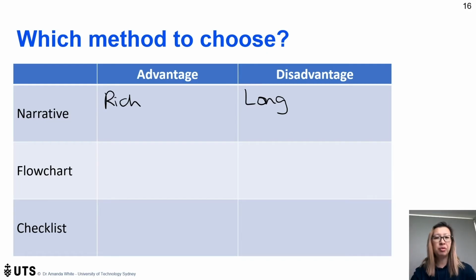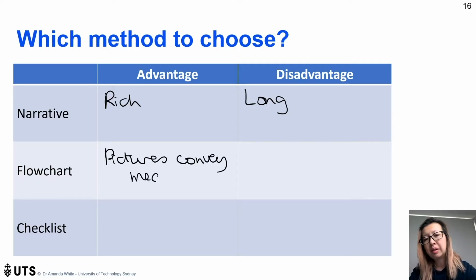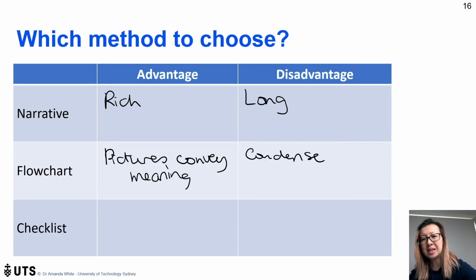Now, the advantage of the flowchart is that pictures convey meaning. It's easy to map often an entire process onto 1 or 2 pages. We have standardized ways of drawing flowcharts, and people can often look at things and better understand things diagrammatically than they could if you were using the narrative. The disadvantage, of course, is that it does condense information somewhat. So you don't have that same level of detail, and you do need to learn the skill in how to draw the diagram.